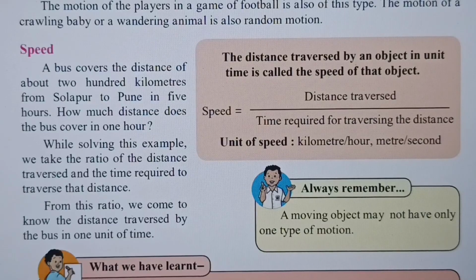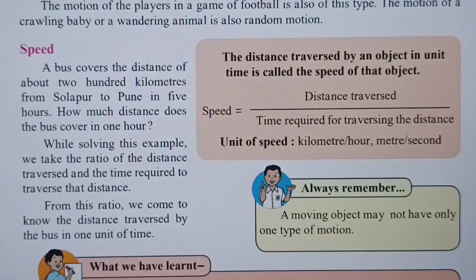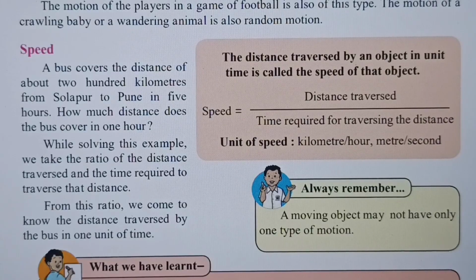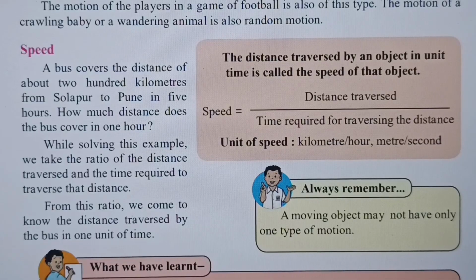Now a bus covers a distance of about 200 kilometers from Solapur to Pune in 5 hours. How much distance does the bus cover in 1 hour? So we have understood what speed is and how to take it out. This is a question they are asking, and we will solve it in the question answer session. While solving this example, we take the ratio of the distance traversed and the time required to traverse it. From this ratio, we come to know the distance traveled by the bus in 1 unit of time.